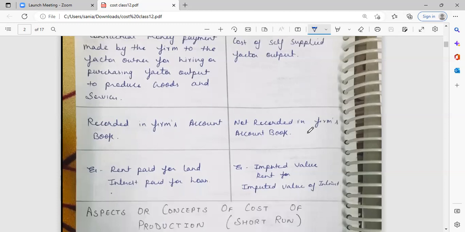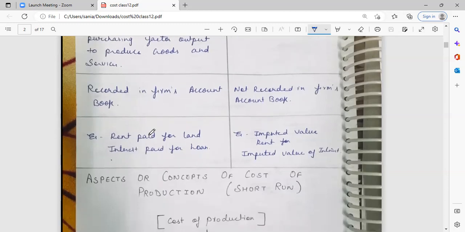Myself, I paid myself 100 rupees for cooking. I paid myself for cleaning dishes. No. Here rent is paid for land, interest paid for loan. Remember one thing: whenever you are putting a rent, you will write this word, imputed. Once you put the word imputed rent, that means it is a rent you are providing to yourself. So you say imputed rent, imputed value of interest, right? Over here you will simply say rent. Rent means you are paying, but if you write imputed, I will understand that it is self-supplied.